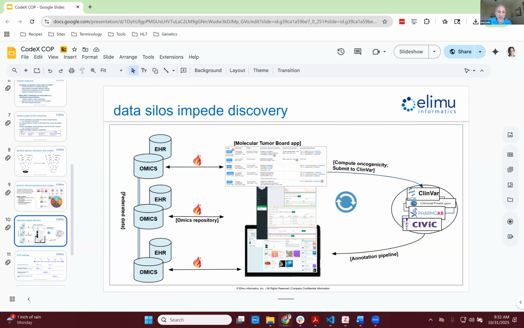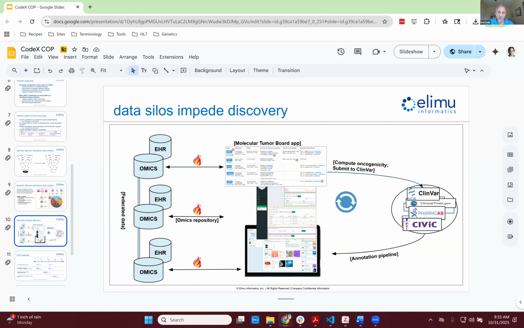But we also want to, for instance, enable the learning health model. And what we're finding is that molecular tumor boards, when they discover novel variants, it's possible to submit novel variants directly to some of these knowledge bases, such as ClinVar. ClinVar now has a crowdsourced API that allows for the submission of somatic variants.